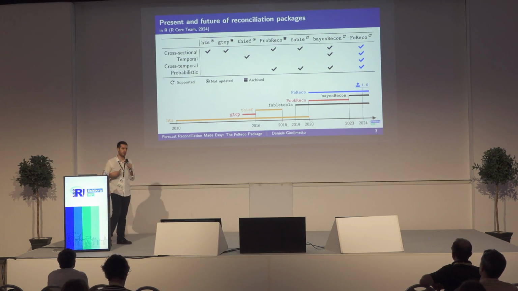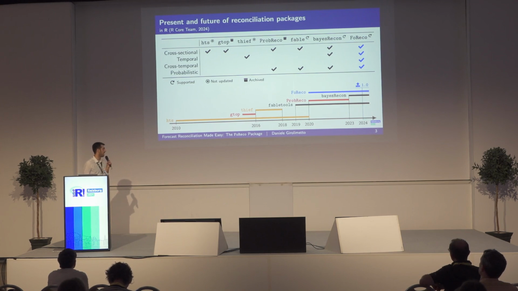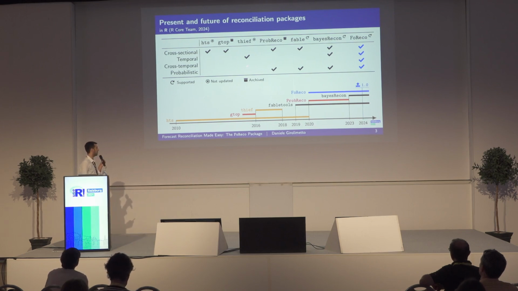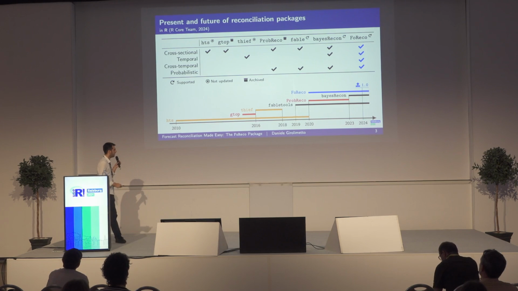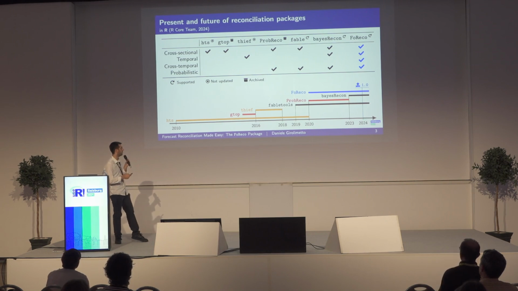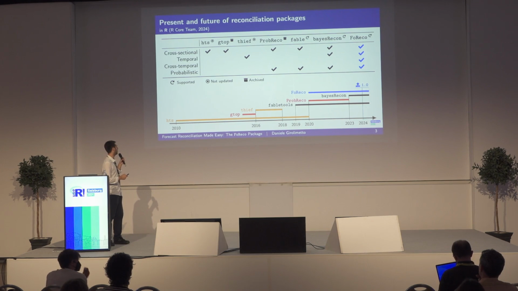Then something about forecast reconciliation in R. Very easy: we start in 2010 with the first package, hts, which was doing cross-sectional reconciliation. Then the first package that tried to do temporal reconciliation is the thief package. They are no longer updated. They're still on CRAN, but they are no longer updated in favor of fabletools, which also tries to make reconciliation tidy. But they still have only cross-sectional reconciliation for the moment, and probabilistic forecast reconciliation.